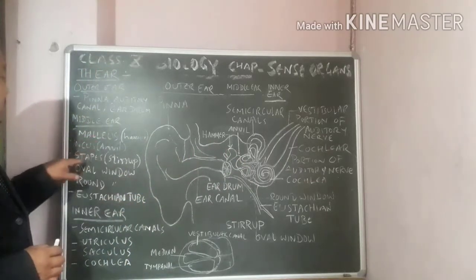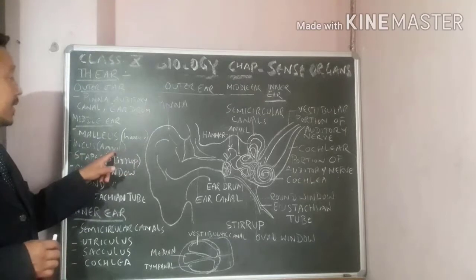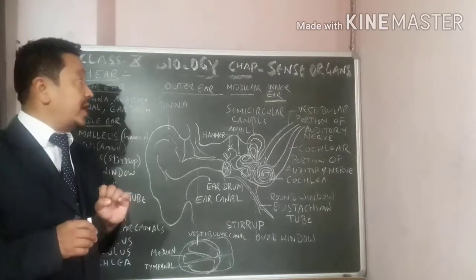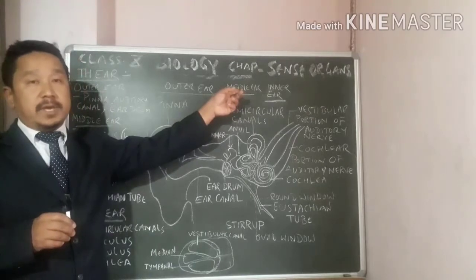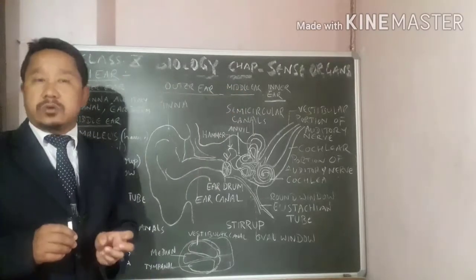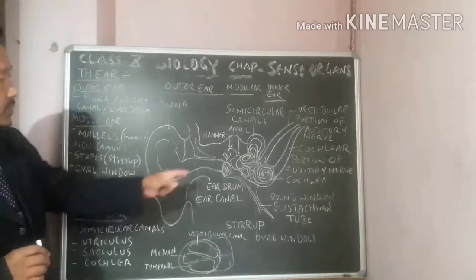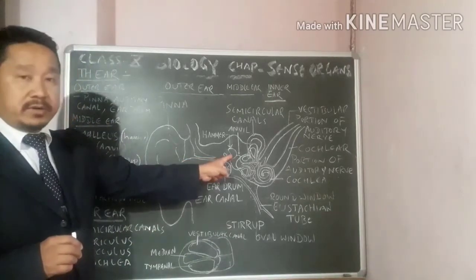So malleus, incus, and stapes, or hammer, anvil, and stirrup, are the three small bones that you find in the middle ear, and they are collectively called ear ossicles. Then see here the handle of this hammer.